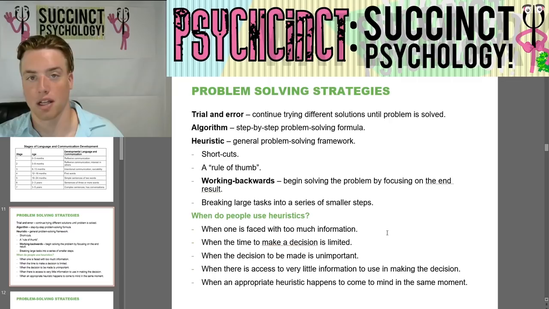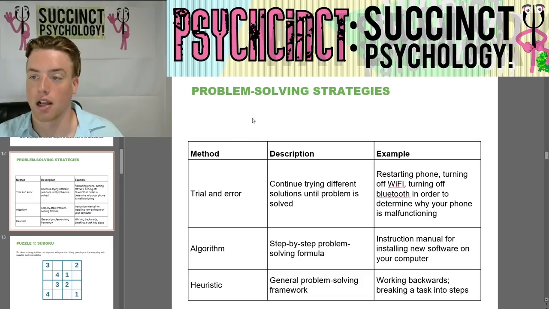So, going on, again, problem-solving strategies. We have method: trial and error, algorithm, heuristic, and you have your descriptions here. So, trial and error, you continue trying different solutions until the problem is solved. An example would be restarting your phone, turning off Wi-Fi, turning off Bluetooth in order to determine why your phone is not functioning.